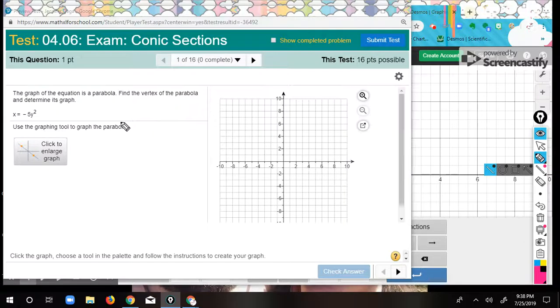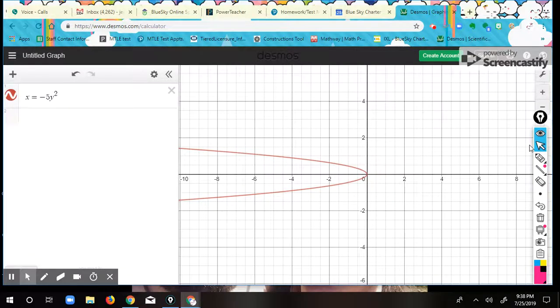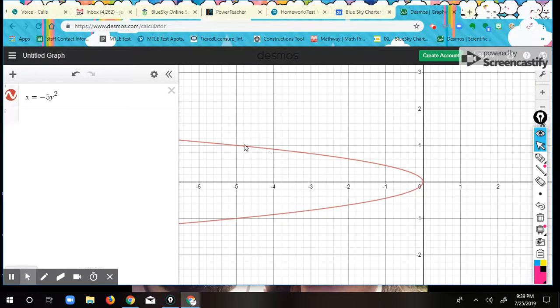they want the graph of this equation is a parabola, find the vertex, and determine its graph. So I just threw this one right into Desmos, okay? Looks like it goes right through 0, 0 there. And then I would say, ooh, it's hard to see. There we go. Here we go. I would say negative 5, 1. Yeah. So it goes through 0, 0, and negative 5, 1.